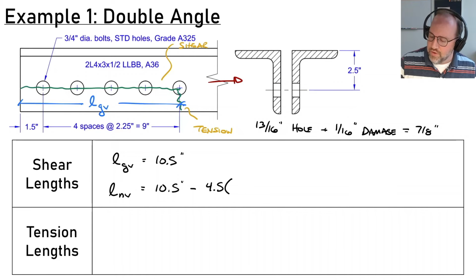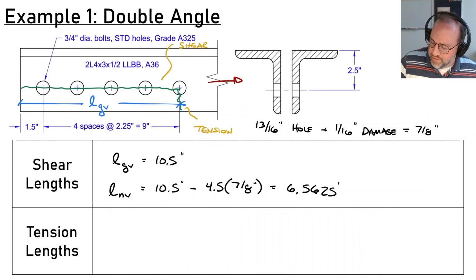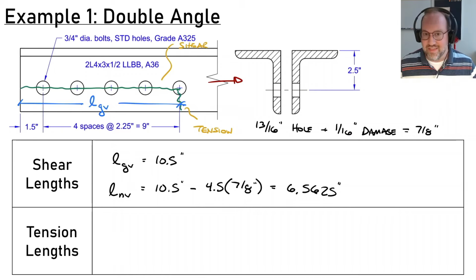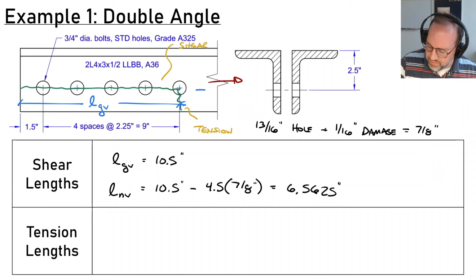All right, so we found our diameter is 7/8, and we have 4.5 of them, so that's 4.5 times 7/8, and this value is going to be 6.5625 inches right there. So that's the net length of my block shear path. Now let's look at our block shear tension path. This distance right here, I'm going to call LGT. And we can see that this is 2.5 inches from the top down. That's just where I decided to put my bolt. That's a typical gauge length for these angles.